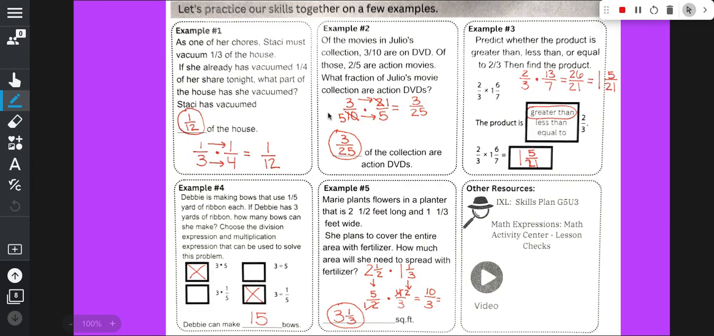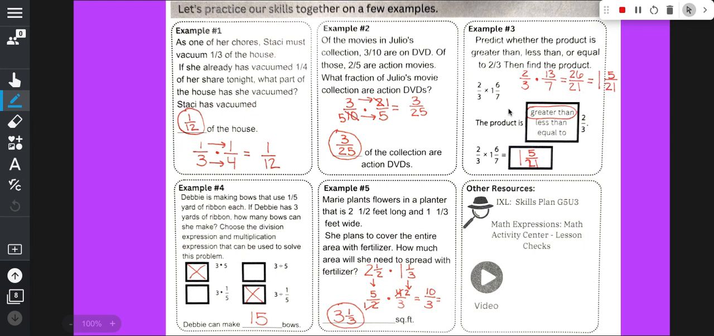Number 2, of the movies in Julio's collection, 3/10 are on DVD. Of those, 2/5 are action movies. What fraction of Julio's movie collection are action DVDs? So again, we're going to multiply 3/10 times 2/5. We can simplify the 2 and the 10 by dividing them both by 2, and we get 1 and 5. We multiply straight across the top, we get 3. Straight across the bottom, we get 25, and that is our answer, 3/25.